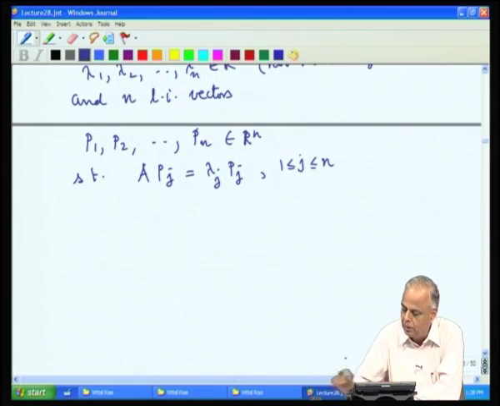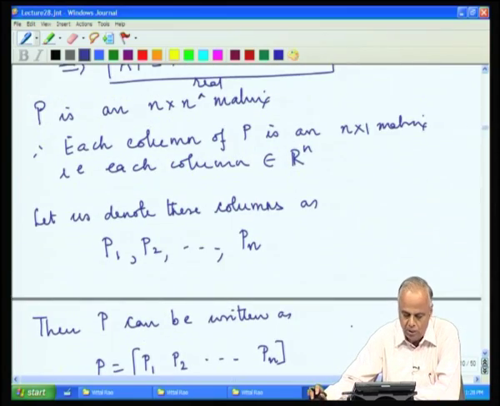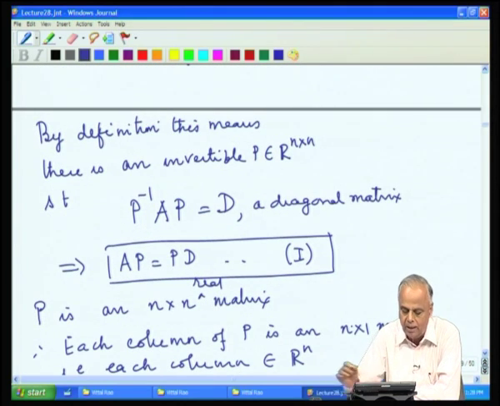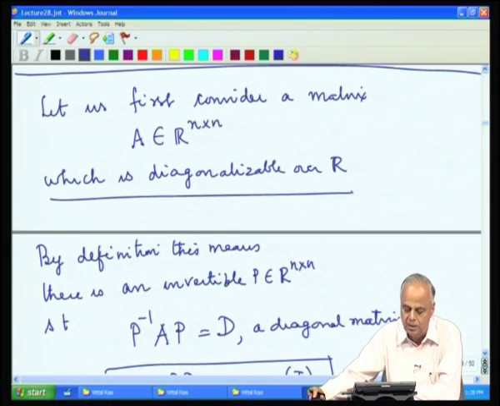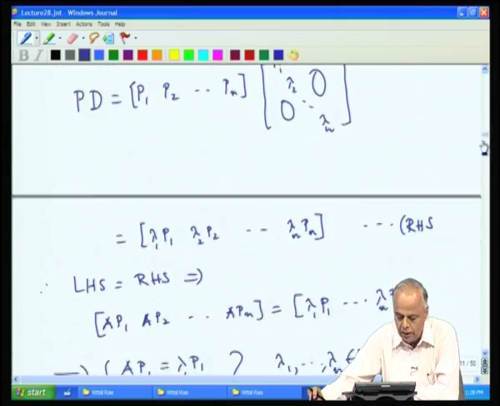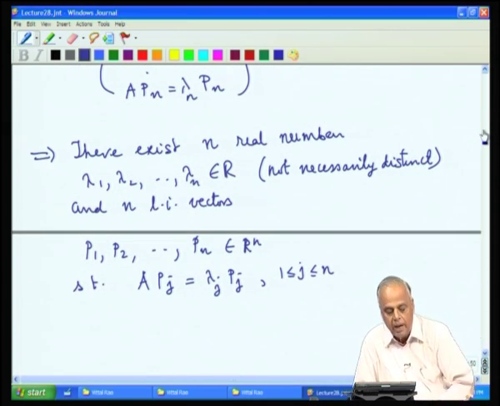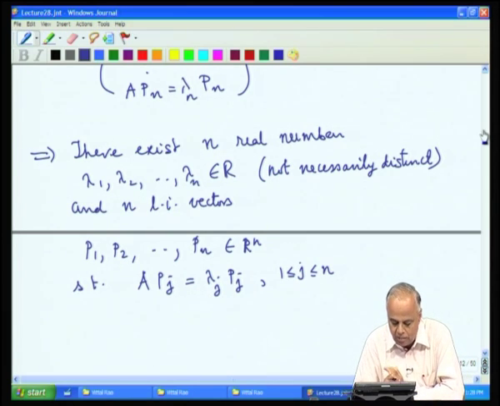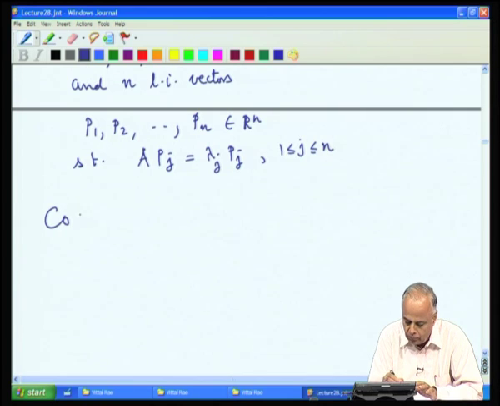So, what is our conclusion therefore? If you assumed or if you know that A is a diagonalizable matrix, we started off with A as a diagonalizable matrix and we are able to conclude that this would force the existence of n real numbers lambda 1, lambda 2, lambda n, and n linearly independent vectors p 1, p 2, p n, that this exists. So, what is our conclusion? Let us call this as conclusion 1.